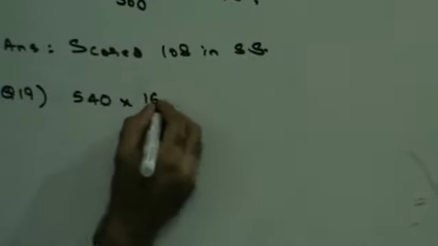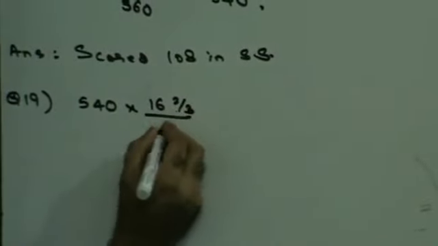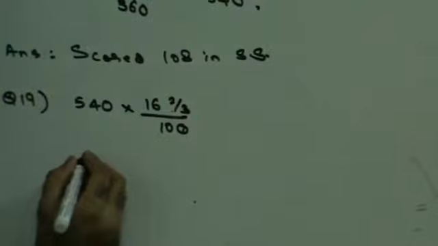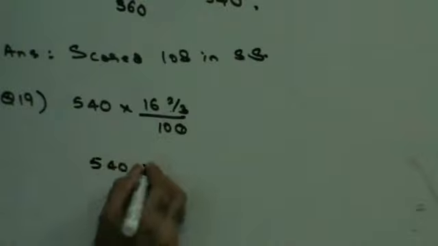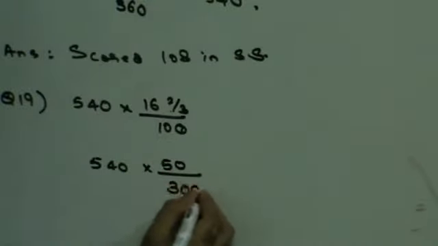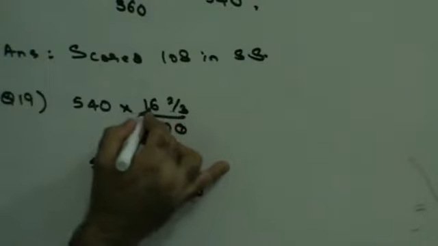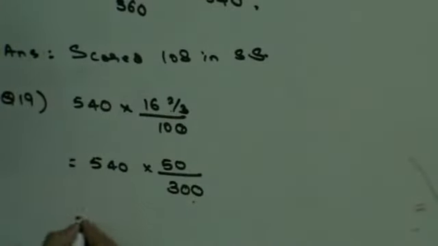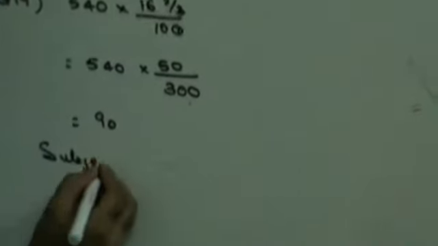Question number 19. The subject in which he has scored 16 2/3% of the marks. 540 is the total marks. Now, this is going to be 16 3s are 48 plus 2 is 50. So 540 into 50 divided by 300. Everyone's understood how I got this? 16 3s are 48, 48 plus 2, which works out to 90. Now he has scored 90 marks in Hindi. So the subject is Hindi.